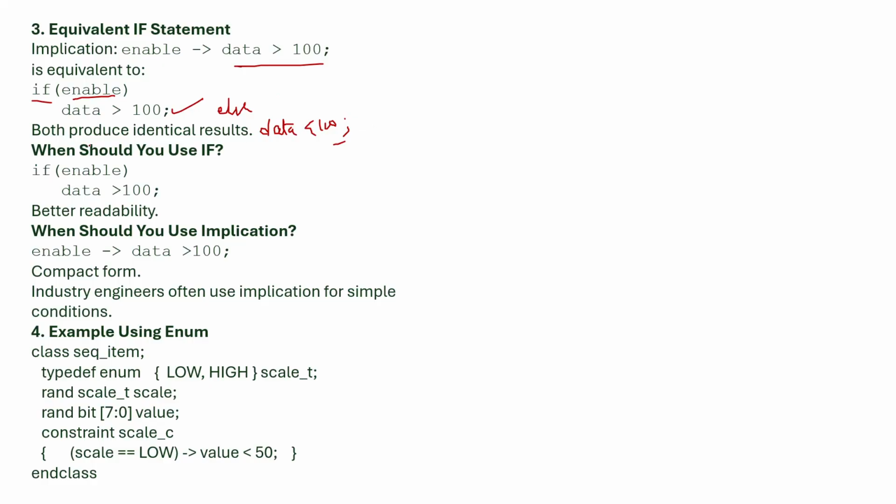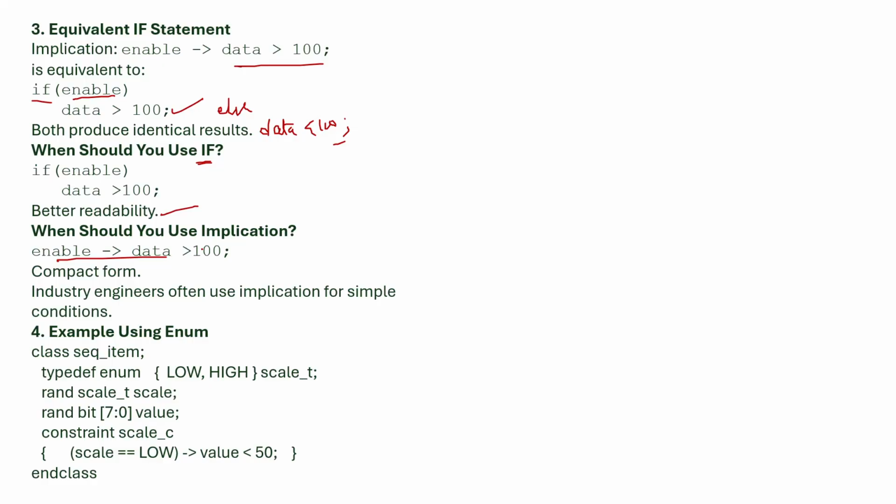So when should we use the if condition? That means for better readability purposes we are using the if else condition. The implication operator is also doing something like an if else condition, but we don't know how it is working. But the if else condition we know every time. Every time we are seeing the if else condition in all languages. So that is the reason we use if else conditions compared to the implication operator.